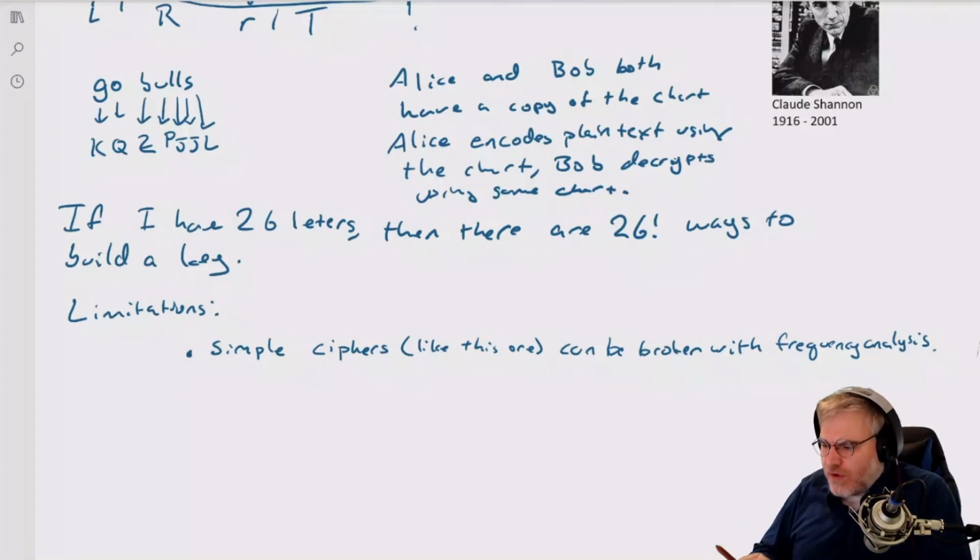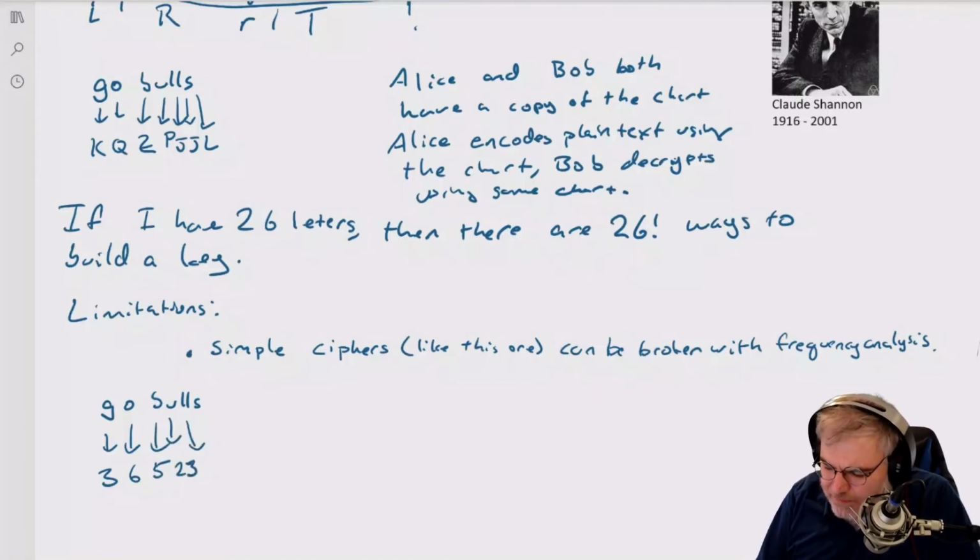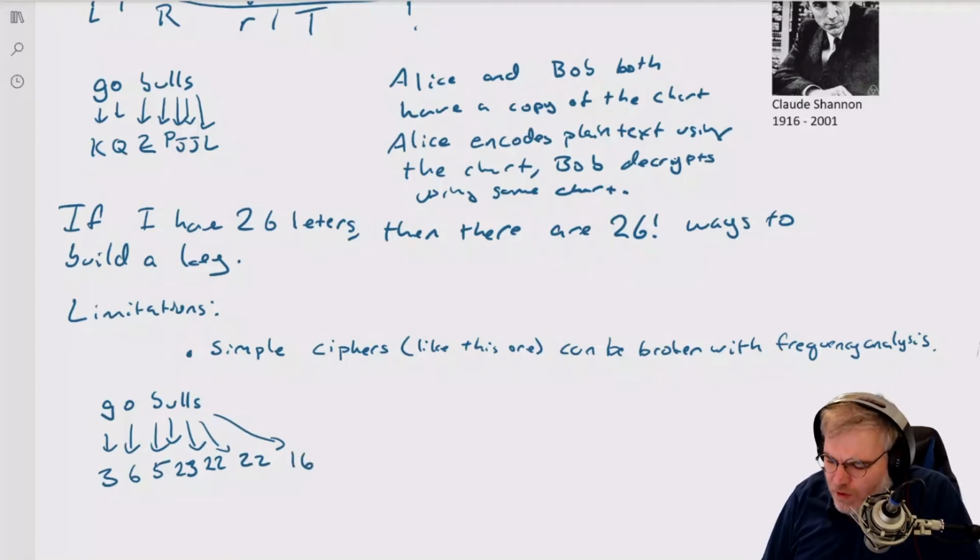So the entire syllable was then encoded as a symbol, and I don't have to use letters as my ciphertext, right? I could also do something like this. I could also have go Bulls, and then assign G to be the number 3, O to be the number 6, B to be the number 5, U to be the number 23, L to be the number 22, and S to be the number 16. Right? And they don't have to encode into numbers, I mean, we don't have to encode into letters.